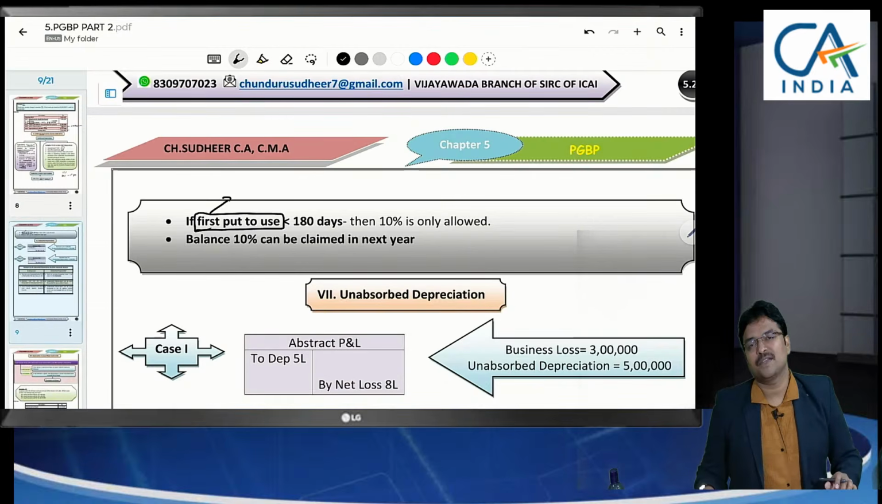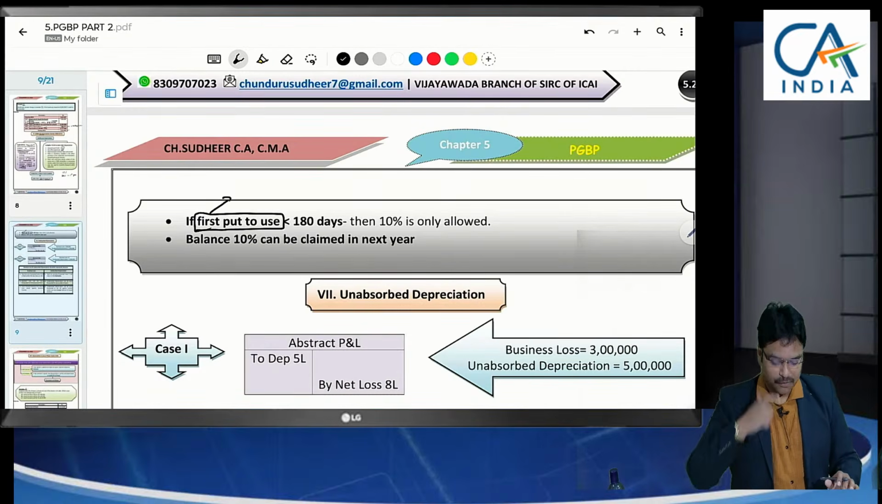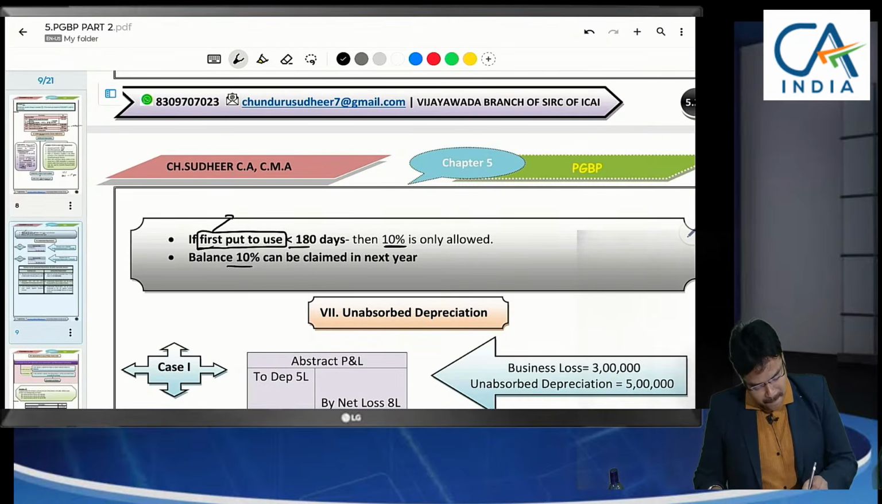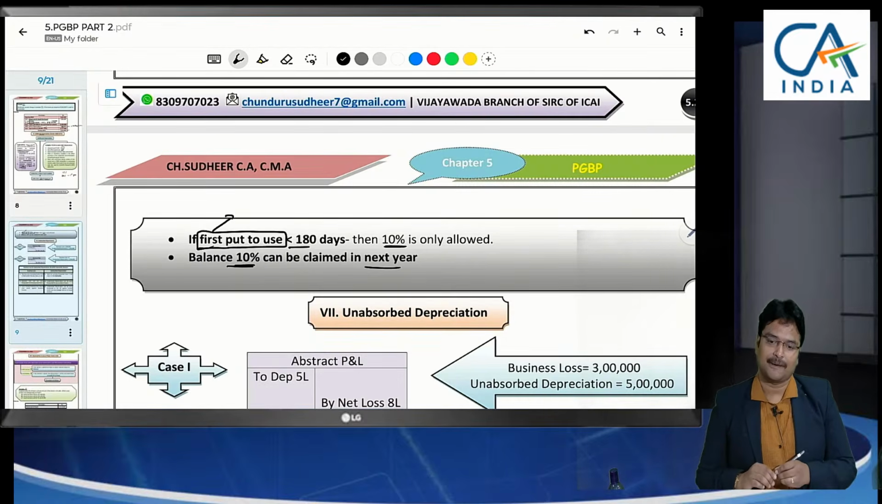What is the difference between first put to use and put to use? Is there any difference? Yes. In the year of purchase, we say it as first put to use. From next year onwards, we say put to use. Am I clear? So, for the first put to use, less than 180 days, 10% is only allowed, less than 180 days. In which, very important thing here is, balance 10% can be claimed in next year.